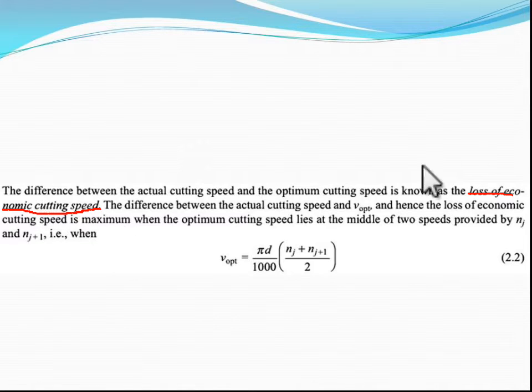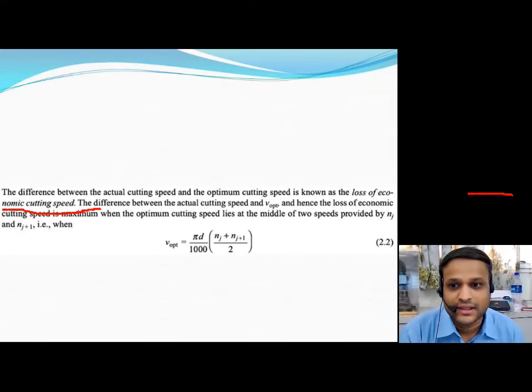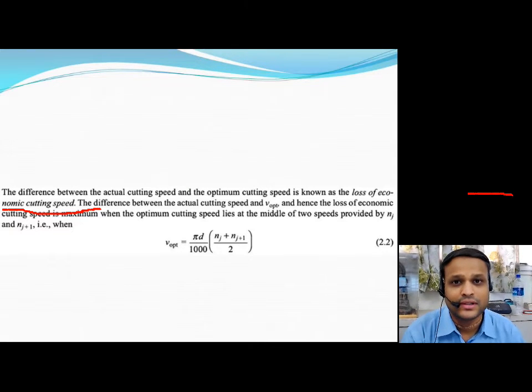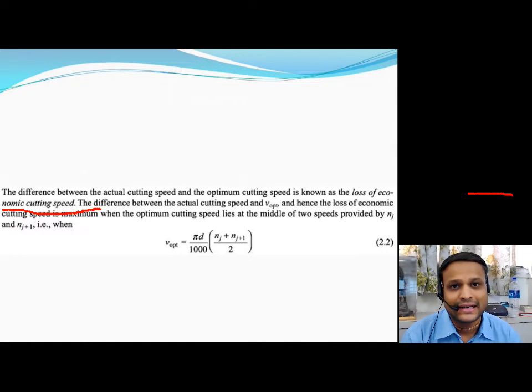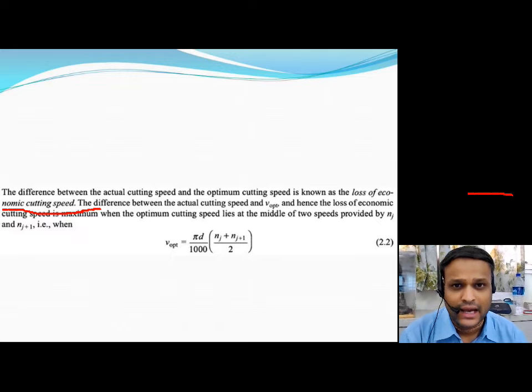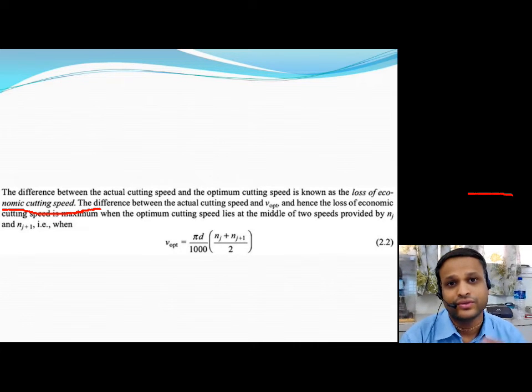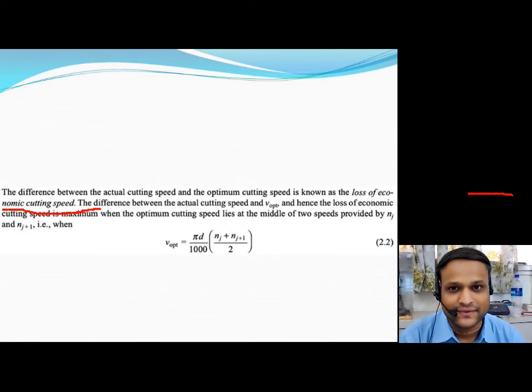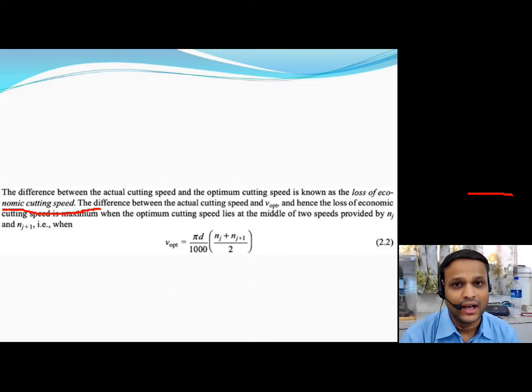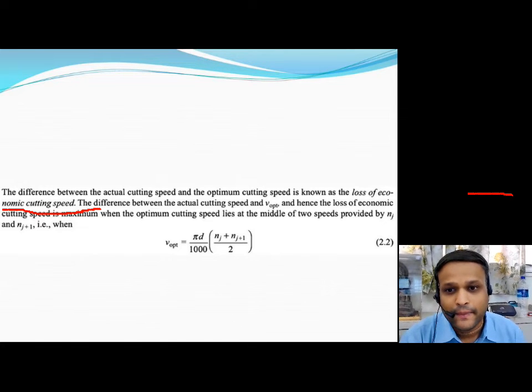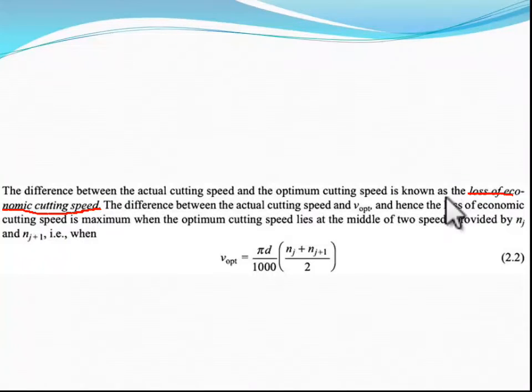Understand that in stepped regulation it is never possible to have the exact ideal cutting speed. We have to have a certain amount of deviation, because we really can't afford those very costly stepless drives. But what we have to try is that the deviation should be minimum. So coming back here, the loss of economic cutting speed has to remain constant. That is the main thing that we are looking for.